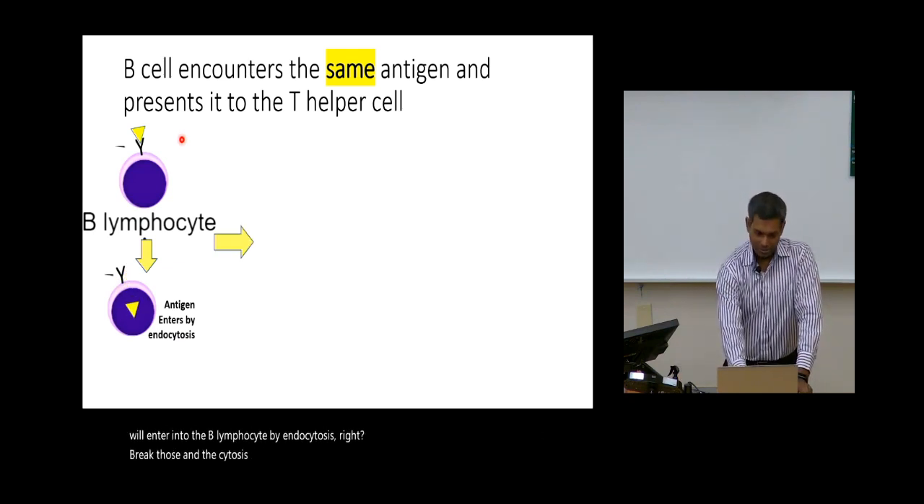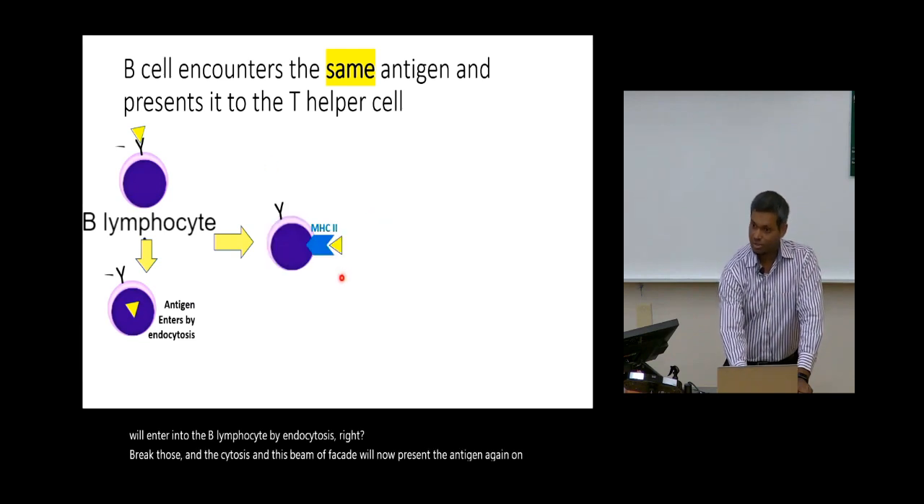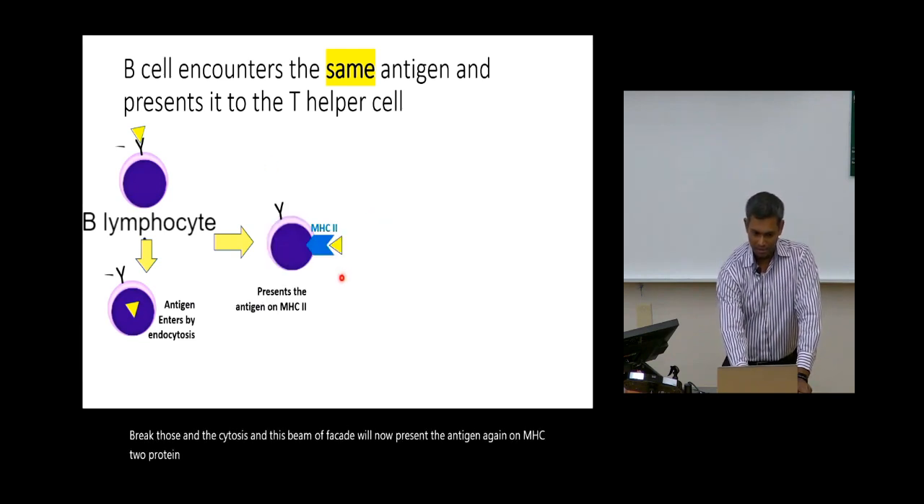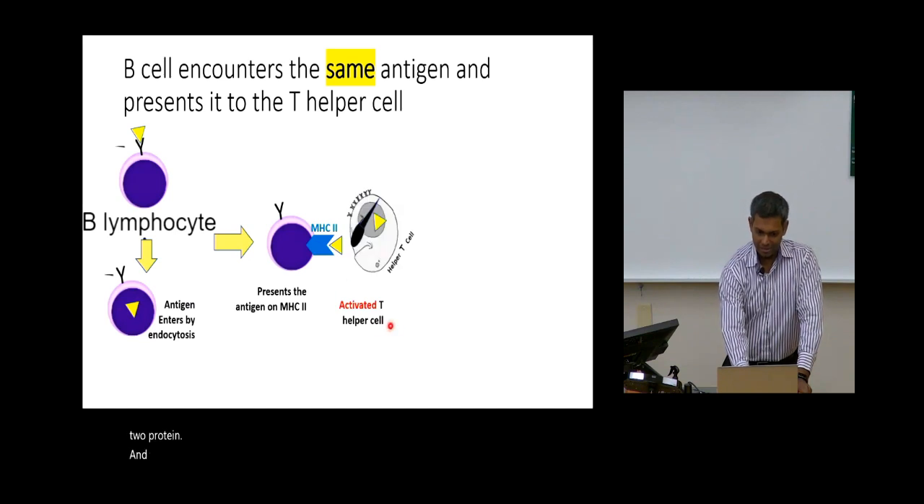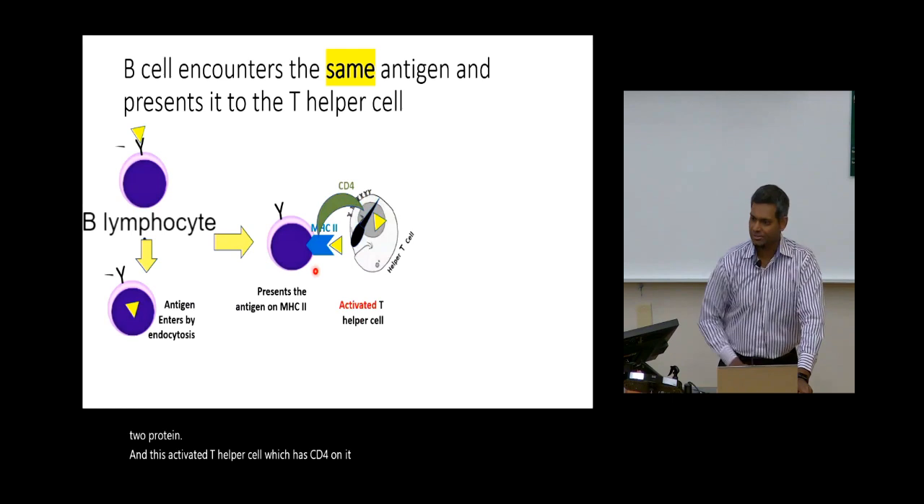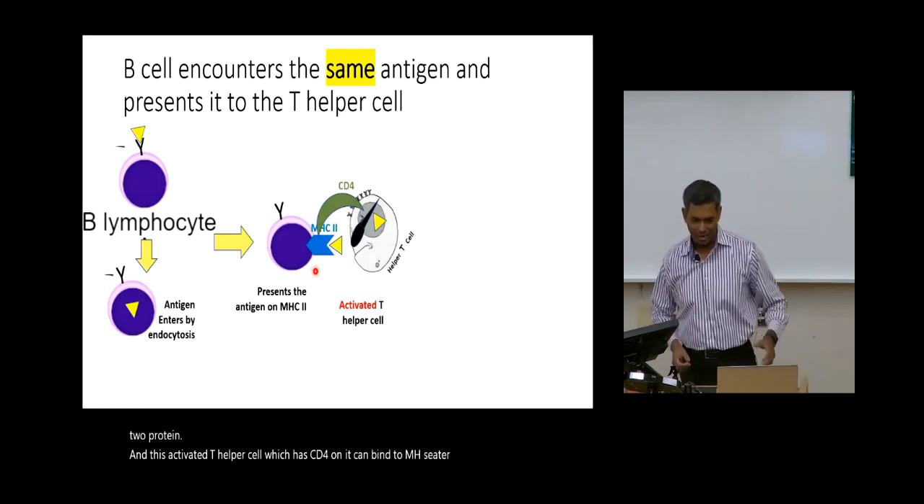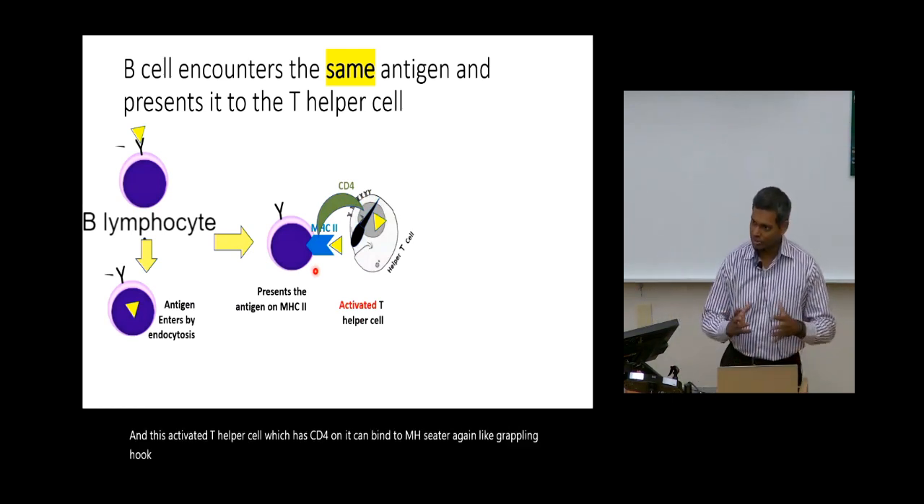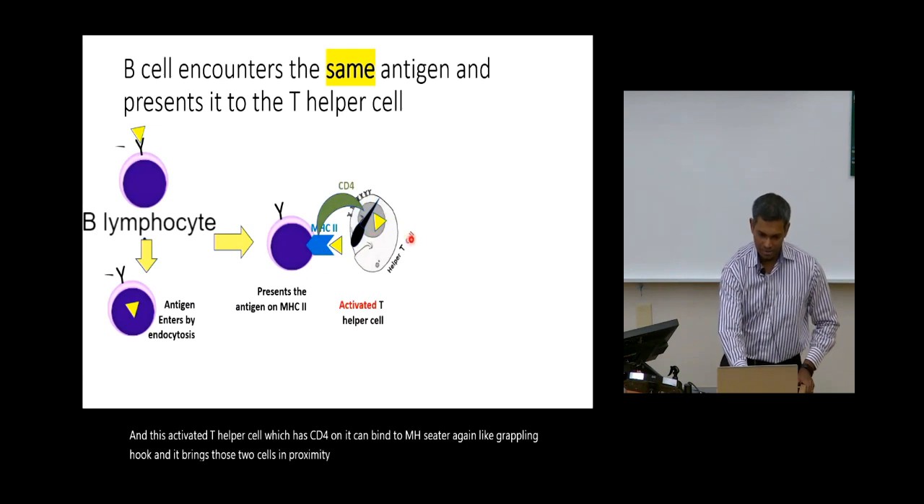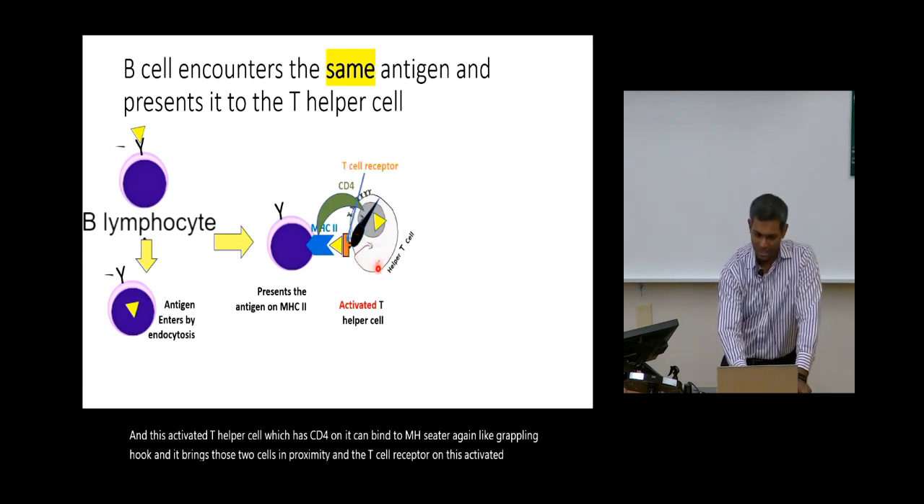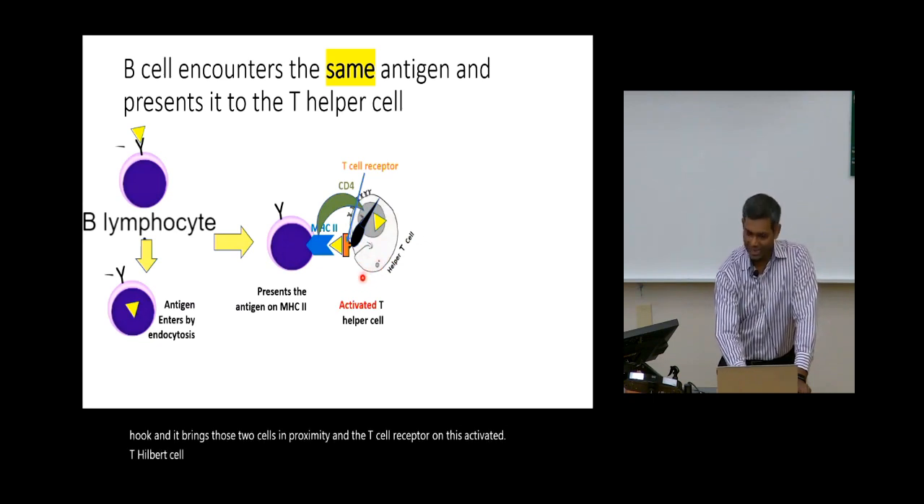And this B lymphocyte will now present the antigen again on a MHC2 protein, and this activated T helper cell, which has CD4 on it, can bind to MHC2 again like a grappling hook, and it brings those two cells in proximity, and the T cell receptor on this activated T helper cell can interact with the antigen, and you have the antigen recognition, first step.